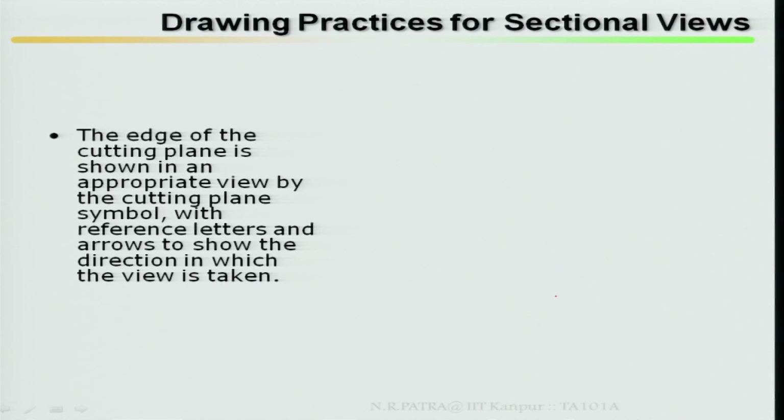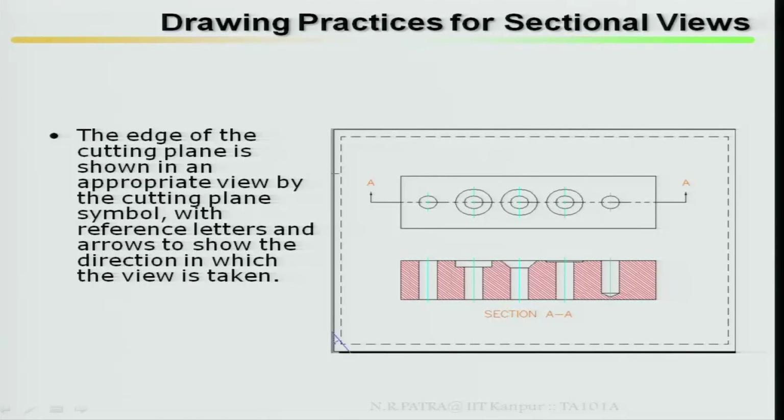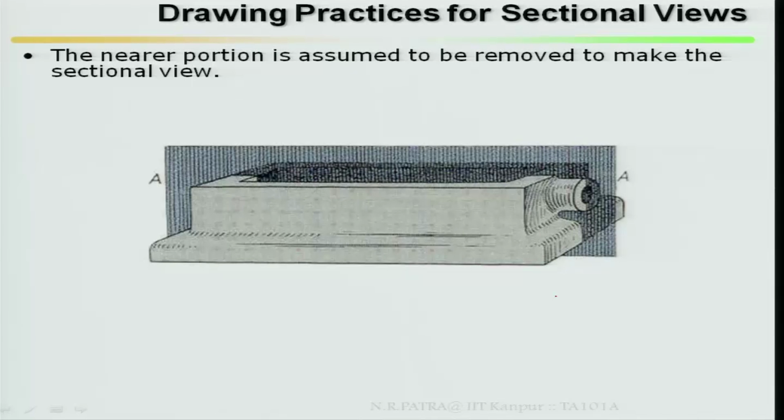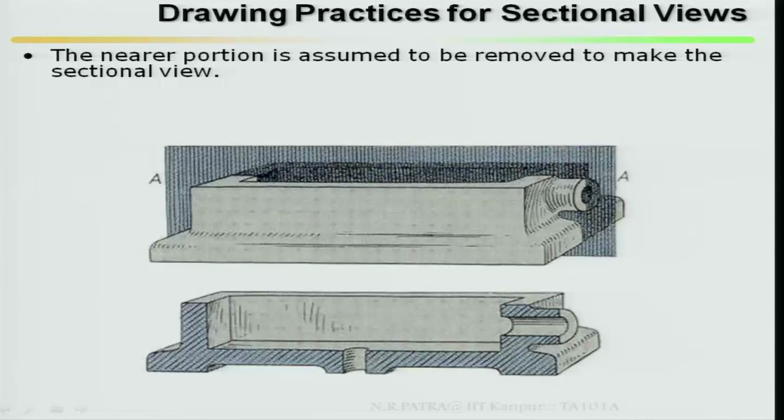How does it look? The edge of the cutting plane is shown in an appropriate view by the cutting plane symbol with reference letters and arrows to show the direction in which the view is taken. Same thing as I said, the nearer portion is assumed to be removed to make the sectional view. If I am cutting this, the nearer portion is assumed to be removed. I am cutting this plane and this part has been removed. How does it look after removal?